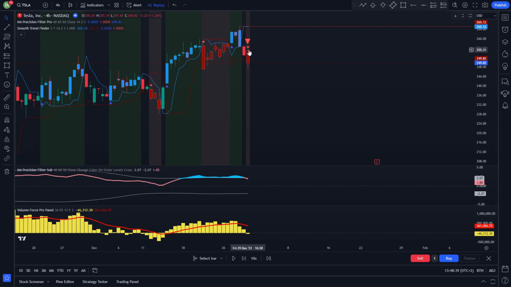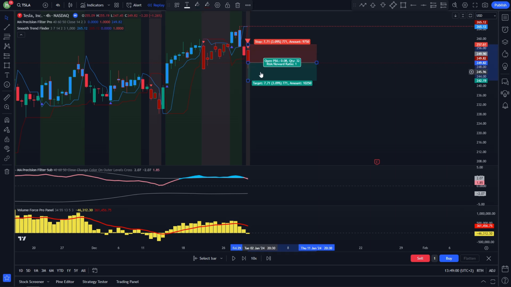So once the candle has closed, we can take a look at the Volume Force Pro for our final confirmation. From the Volume Force Pro, we need to have a histogram below zero and also below the average line. This will ensure we have enough bearish volume for the trend to play out.